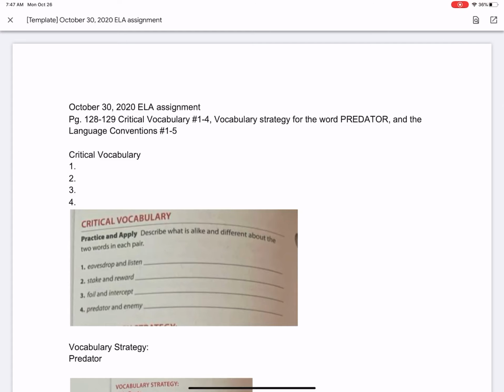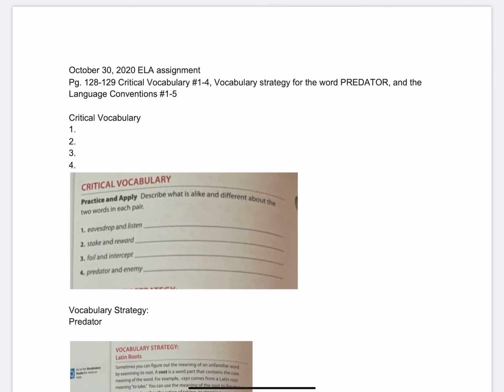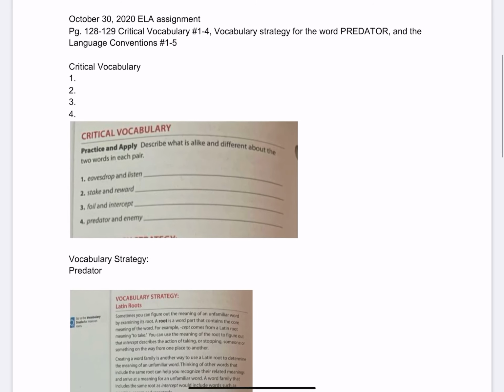All right, so for October 30th ELA assignment, we're on page 128 and 129. We're doing the critical vocabulary 1 through 4, the vocabulary strategy, and the language conventions number 1 through 5.